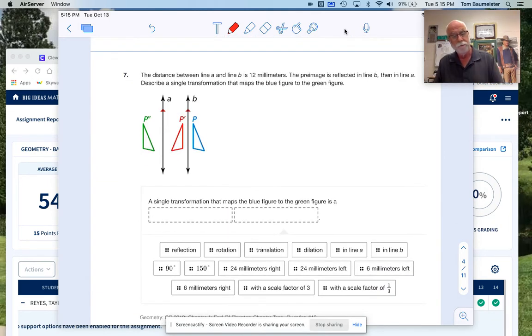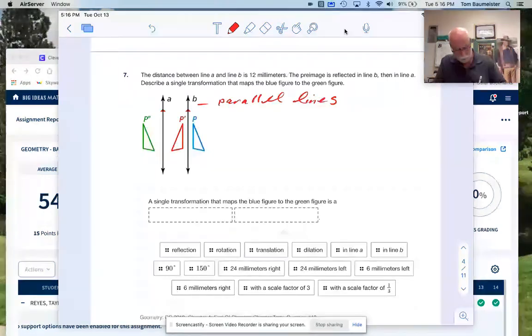Okay, number 7. Let's see. The distance between line A and B is 12 millimeters. The preimage is reflected in line B and then in line A. Describe a single transformation that maps the blue figure to the green figure. So remember, these lines are parallel. Okay. So this is the one we're starting with. So it's going to be a translation.